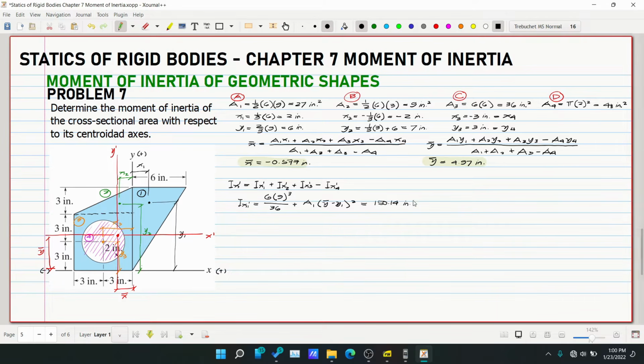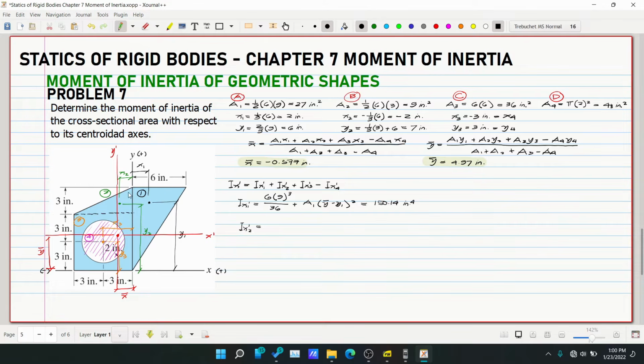150.14 inch to the fourth. So, kung napapansin nyo rito, wala na siyang times 10 raised to 6 kasi hindi naman siya naka-millimeters, kasi mas malaki ang 1 inch sa millimeters. Okay? So, ayan. Kaya, huwag kayong magugulat na kapag naka-English unit kayo, parang naka-inch or feet, yung makukuha nyo talaga ay mas maliit lang kaysa doon sa metric system na naka-millimeters. Okay? So, anyway, tuloy tayo sa Ix prime 2.